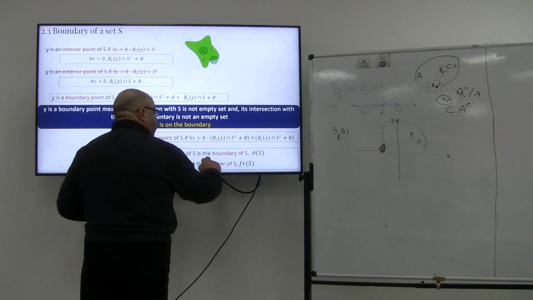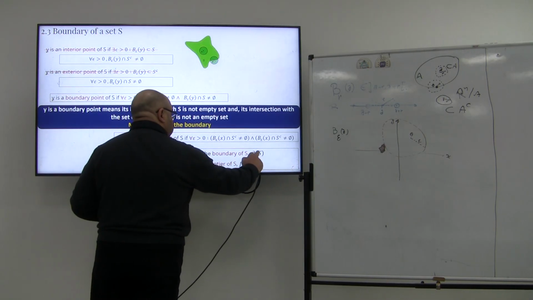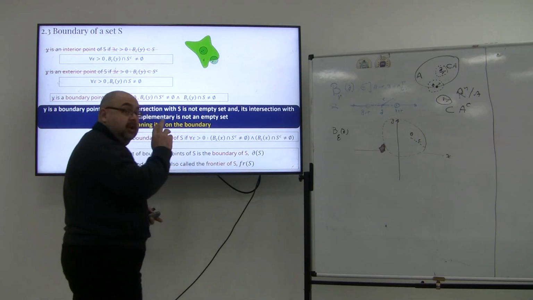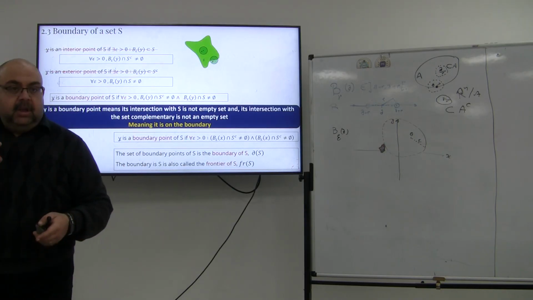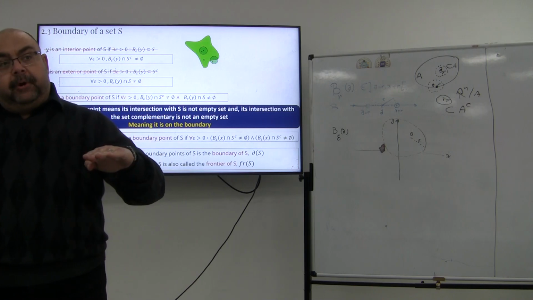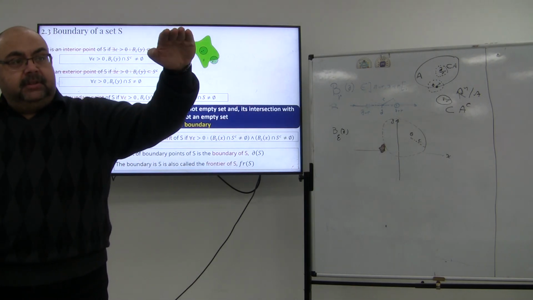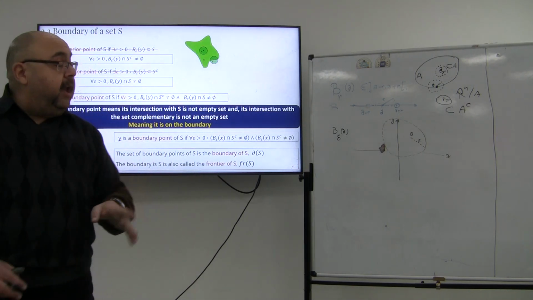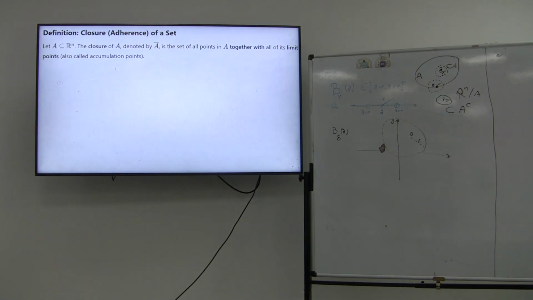So the set of boundary points of S, the boundary of S, partial of S, or the frontier of S, all of them stand for the boundary. So for the time being I have a classification of an interior point, exterior point, and the boundary point, okay, with respect to a set.